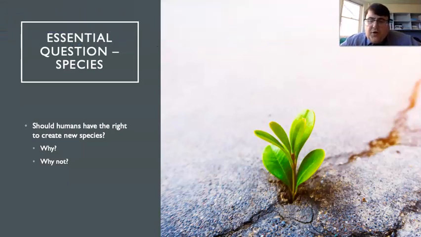Essential question. Obviously, ligers are not too common in the wild, but in private collections or zoos, occasionally ligers pop up. So, an ethical question: should humans have the right to create new species? Why or why not? We'll discuss this in class, but should we be able to create brand new species without thinking of consequences? Should we just be able to go, let's breed these two animals and see what we get? Should we be allowed to do that?